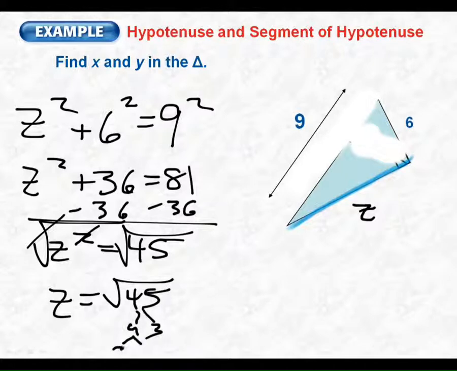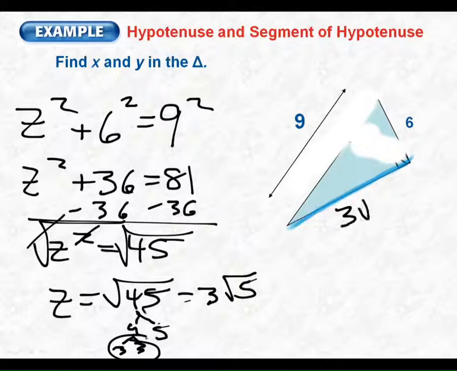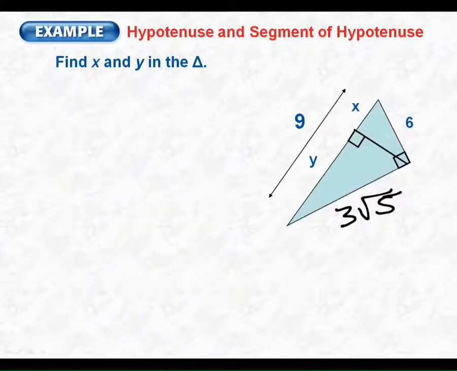9 and 5, not 3. 9 and 5, the pair of 3's, so one of the 3's will come out, and I'm left with 5 on the inside, so this is the same thing as 3 square root of 5, which is that piece. So I found that piece of the triangle, even though it didn't ask me to, but that's one way I could do it. So back to the original problem here. Again, I want x and y.